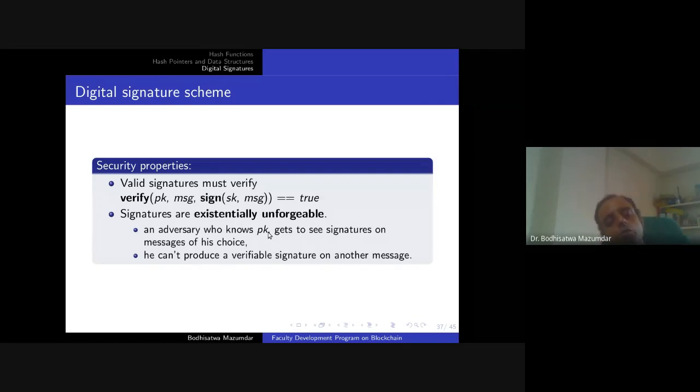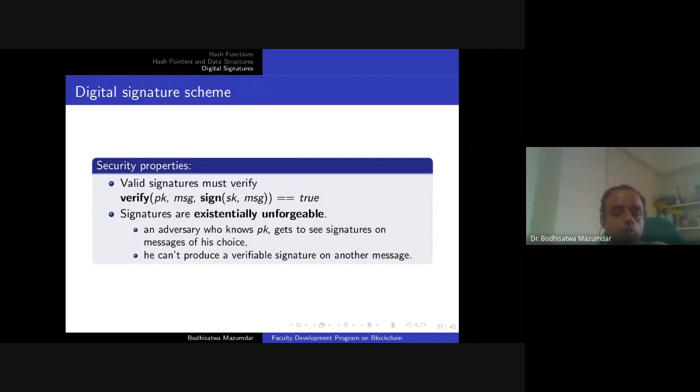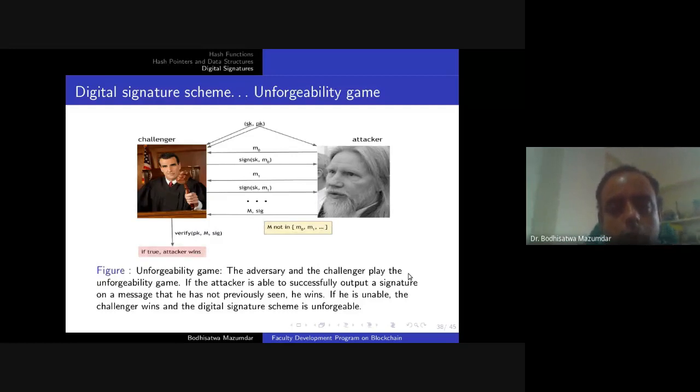So what an attacker can do is this: the attacker also knows the public key of the owner. Even though he knows the public key, he can give multiple documents to the owner, and the owner signs them back. That means now the attacker has a set of documents along with their signatures. Even if he has performed n number of queries, he is unable to forge the signature. That means he cannot produce a verifiable signature on another message. This is what is called the unforgeability game.